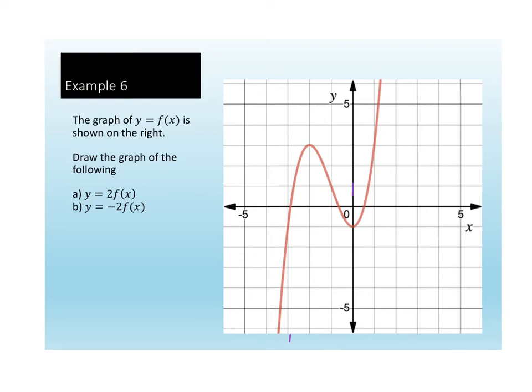So this point will go up there. This point will go down here. This point will go up there. And this point will come down here. So if I sketch it, the shape changes completely. All right. So this is y equals 2fx. Sorry, I made a mistake. It's very easy to make a mistake.